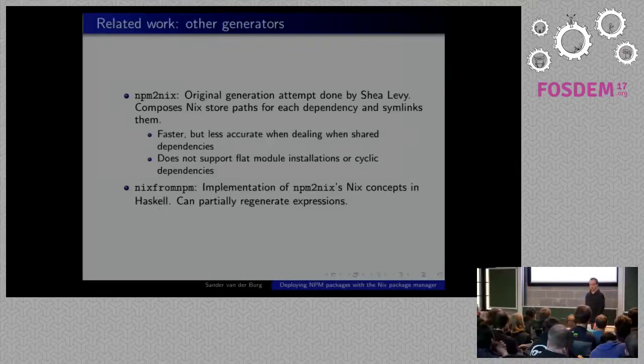So if you want to know more, Node2Nix is not the only generation attempt. There's also NPM2Nix, which is actually older than Node2Nix. It's much faster because it constructs packages for each NPM dependency, but it's less compatible. And there's also a Haskell implementation called Nix-from-NPM that implements the same concepts, but they also support partial regeneration to make things faster.